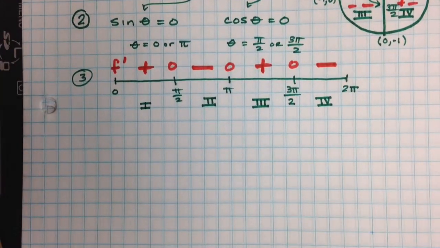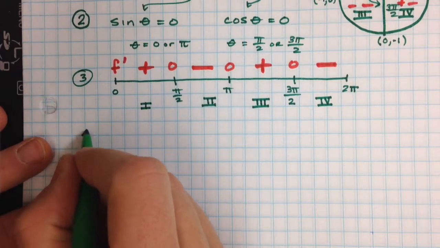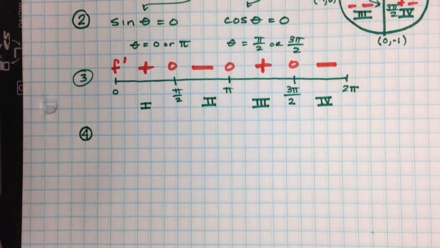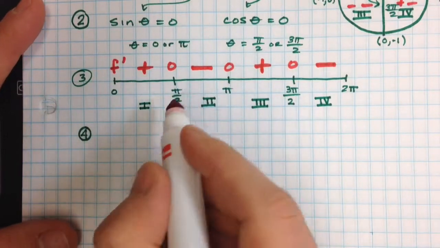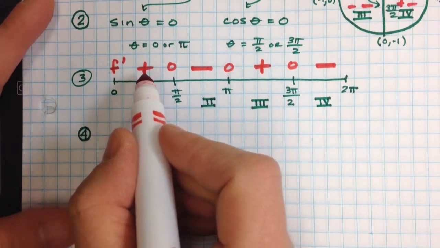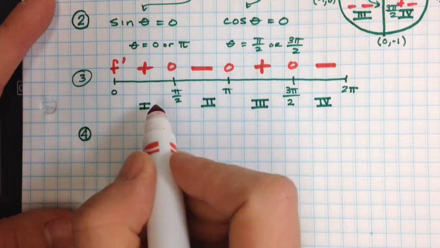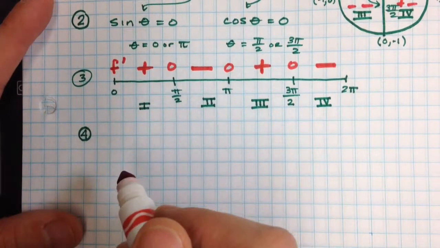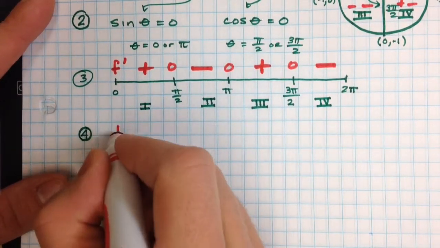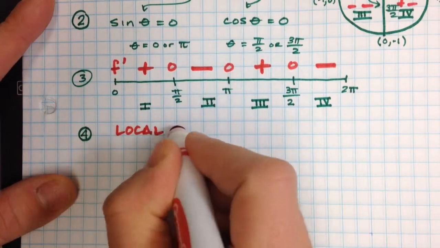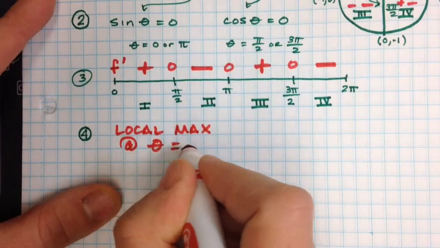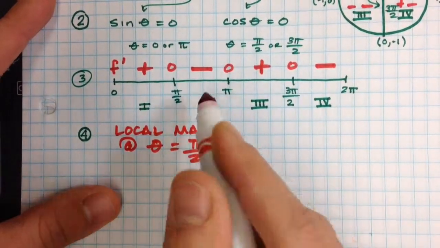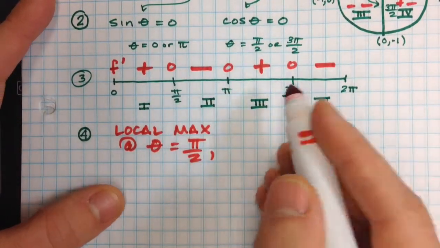Finally, we're asked to assess where the local maximums and the local minimums of the function are. So we can see that since at pi over 2, we have a pattern that goes positive, 0, negative, that's going to be a local maximum. And we have one more of those right here at 3 pi over 2.